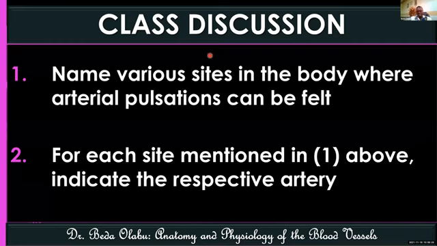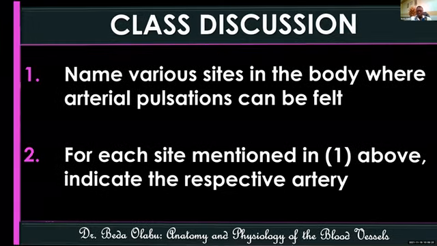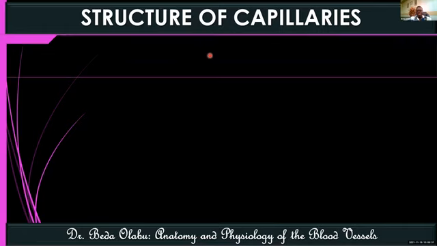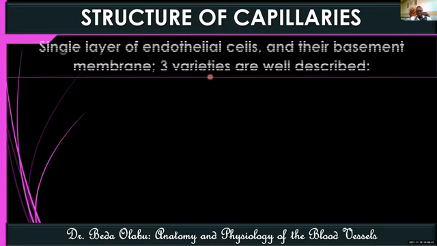So after that exercise, we can now talk about the structure of capillaries. We've talked about the structure of arteries. What is the histological structure of capillaries? This is how capillaries are organized. A capillary consists of one layer of endothelial cells and their basement membrane.